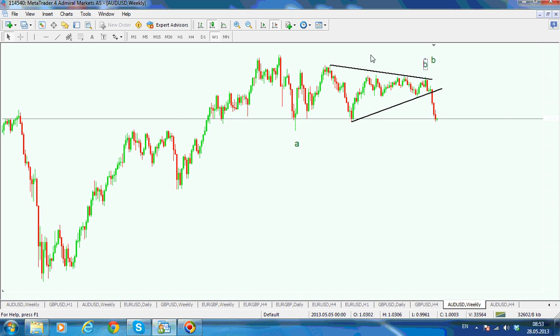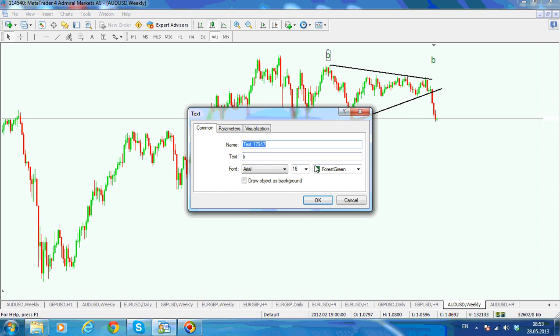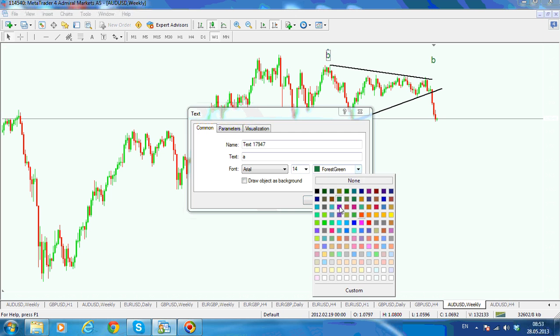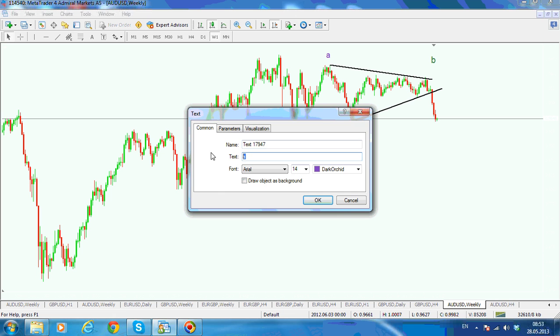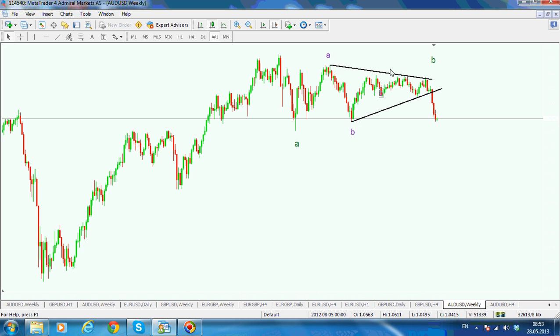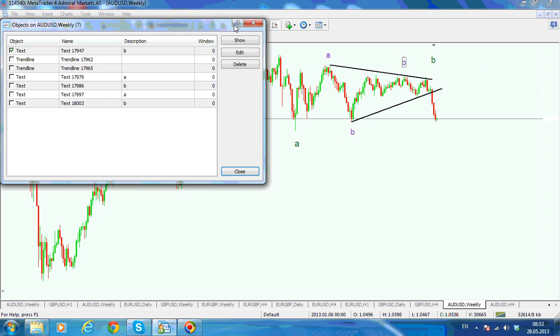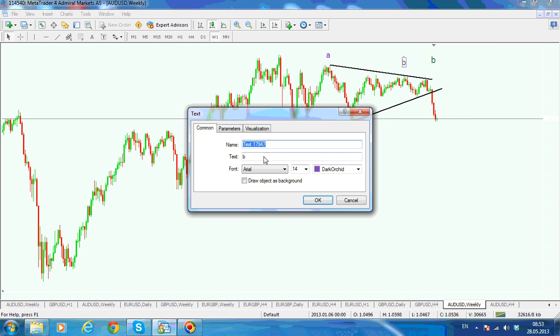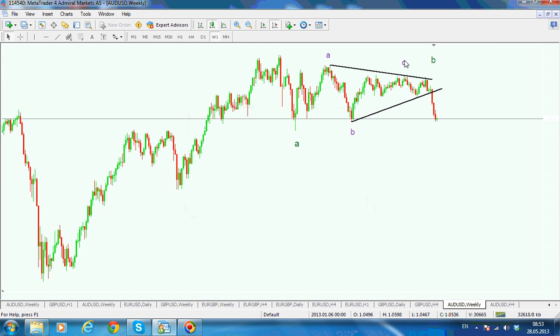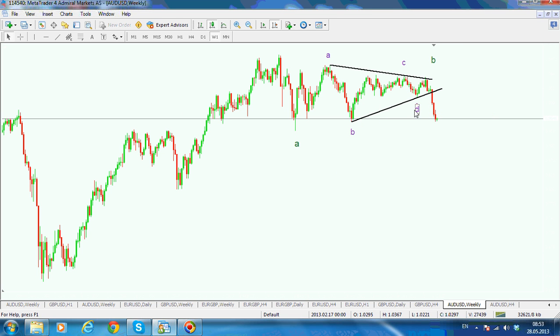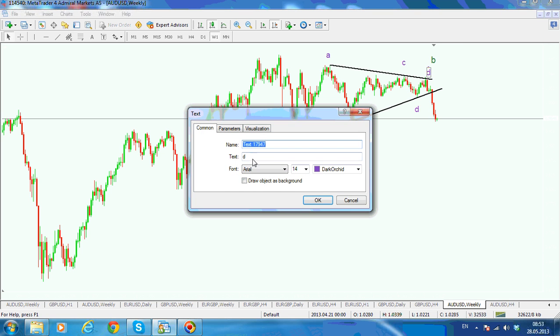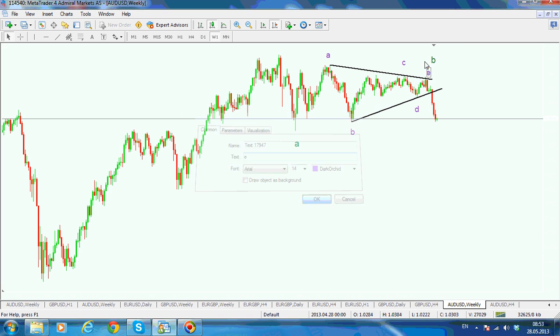and this structure here to be an A of a lower degree, B, C, D, and E. So we have A, B, C, D, E, and then we are looking for a C wave to the downside.